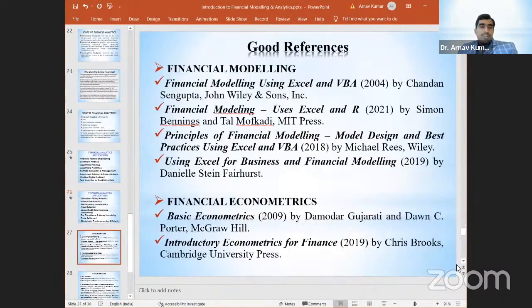And since time is approaching to end the session, finally, I would like to give you some references. For financial modeling, you can use a traditional book, Financial Modeling Using Excel and VBA by Chandan Sengupta. VBA is now outdated, but the Excel part is good. The latest one is by Simon Benninga for Excel and R. Then for financial econometrics, two standard textbooks, because it is a well-established discipline: Basic Econometrics by Gujarati and Introductory Econometrics for Finance by Chris Brooks. Now this Chris Brooks book not only includes the EViews interface, it also includes R and Python interfaces.